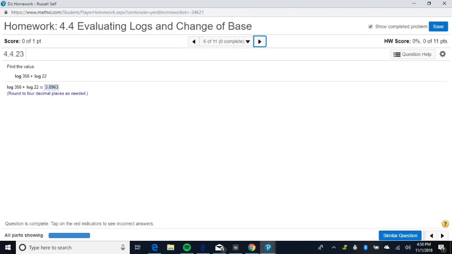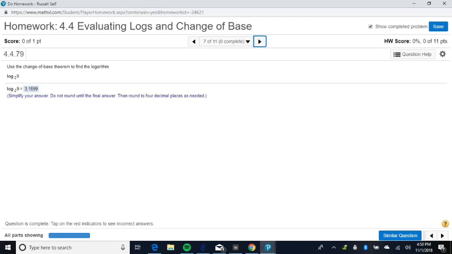So just find the log of each one and add them together. We did that in the last homework. Here, log base 2 of 9, use the change of base theorem to find the logarithm.